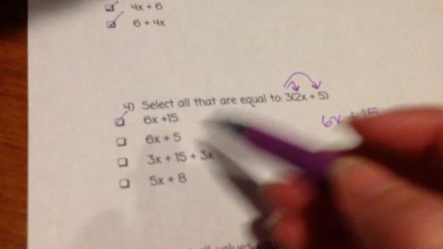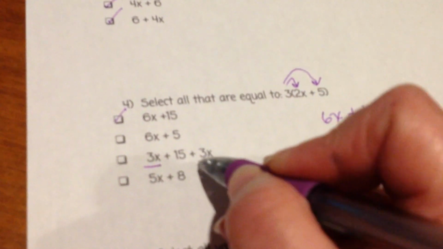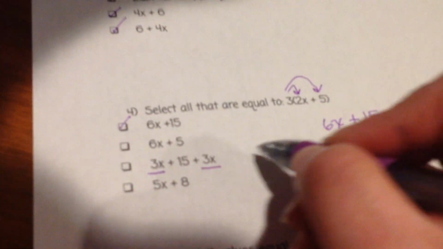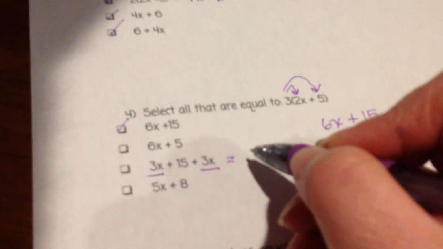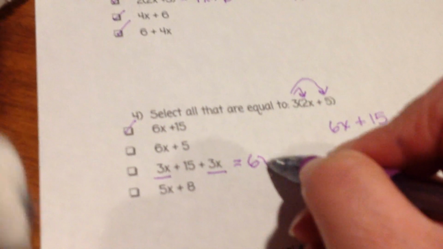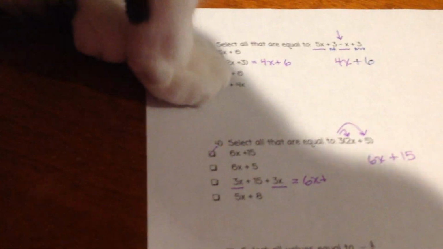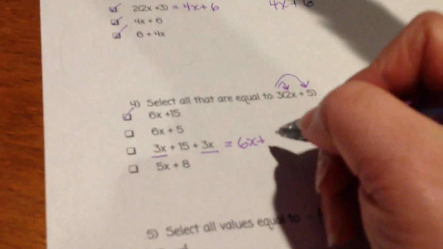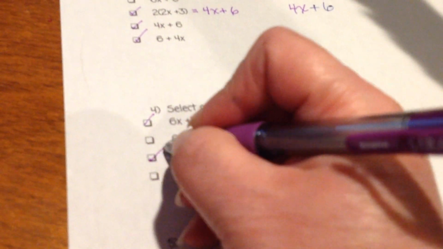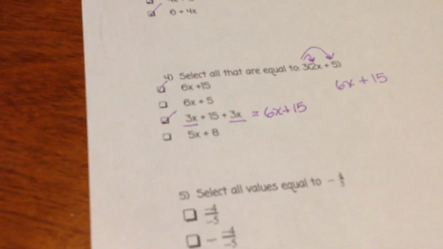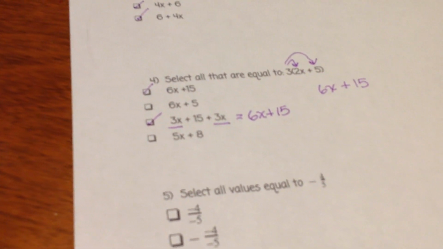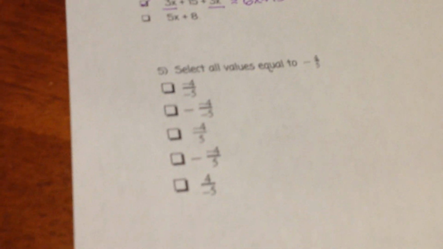So it's not the second one, but if I do an underline and combine the like terms there, I'm going to get 6x plus 15. Well, that one works. And the last one is 5x plus 8. That does not work. So that's my answers.